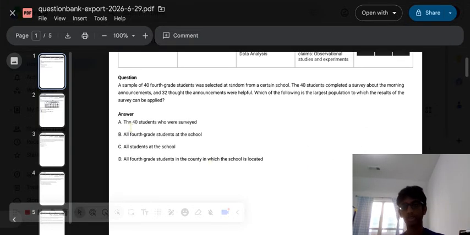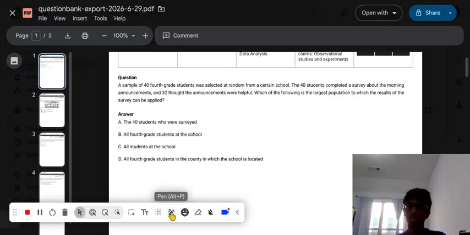Anyways, moving on to our first question, it says a sample of 40 fourth grade students was selected at random from a certain school. The 40 students completed a survey about the morning announcements, and 32 thought the announcements were helpful. Which of the following is the largest population to which the results of the survey can be applied? Okay, so what do we do?